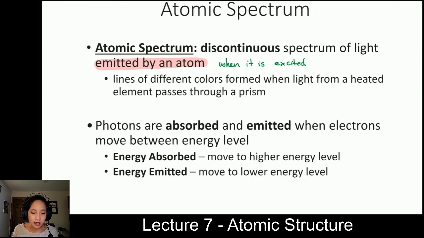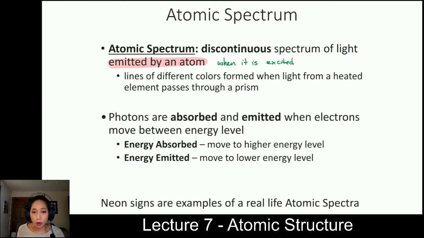You've seen atomic spectra before. In a neon sign, those tubes are filled with neon. Electricity runs through the sign and excites neon atoms. The light you see is actually the atomic spectrum of neon. So neon signs are an example of real life atomic spectra.